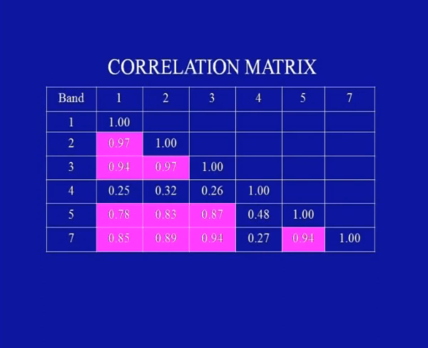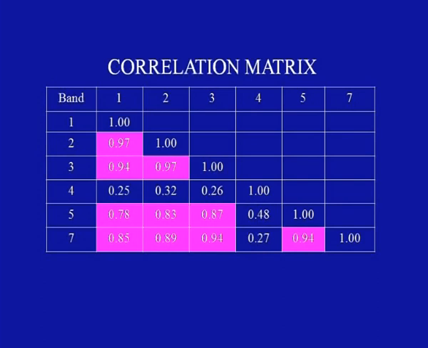And we find that all the diagonal terms have a value of 1, because we are comparing the same variable to itself. However, when we look at the correlation between band 1 and band 2, or between band 1 and band 3, what we find is that the value is close to 1.